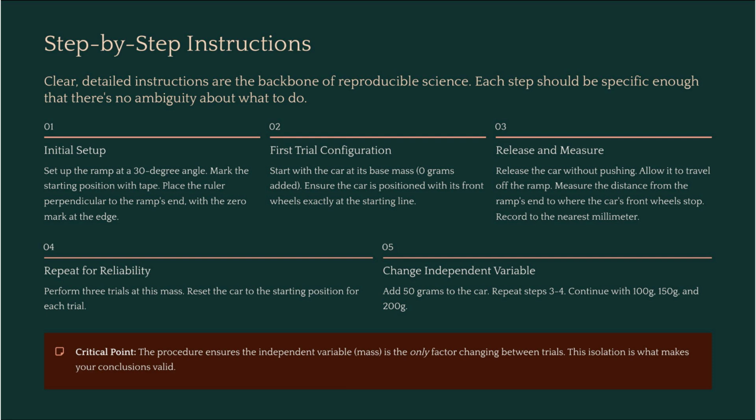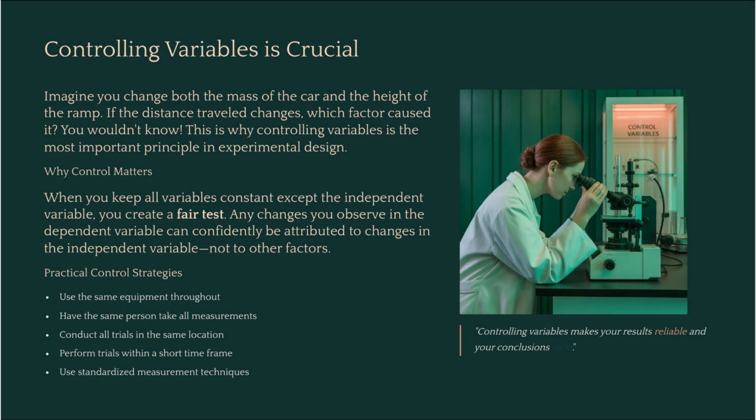When writing the step-by-step instructions, be very specific about how you change the independent variable. Instead of saying, change the mass, say, add 50 grams of mass to the car, securing it with tape. Then, detail exactly how the dependent variable is measured. Measure the distance from the end of the ramp to the front bumper of the car, recording the distance in centimeters.